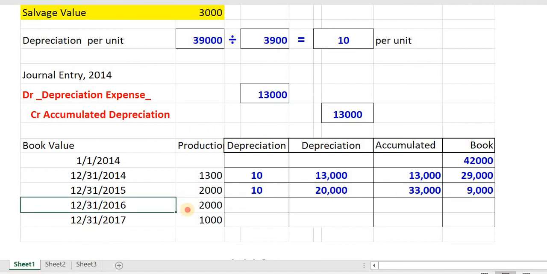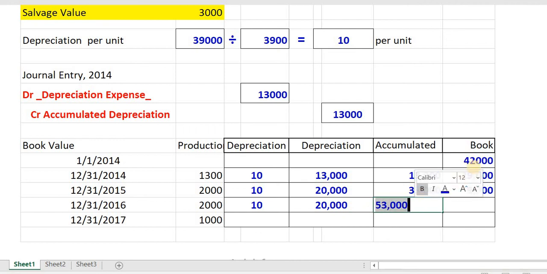What happens in year 3? 2,000 units produced at $10 a unit depreciation is another $20,000 in depreciation, which would give us accumulated of $53,000. Stop the presses. I can't have $53,000 worth of accumulated on $42,000 worth of cost. It's not working. Where do we have to stop? We have to stop at 3,000. So our book value after year 2 is 9,000. We have to stop at 3,000 because that's the salvage value.